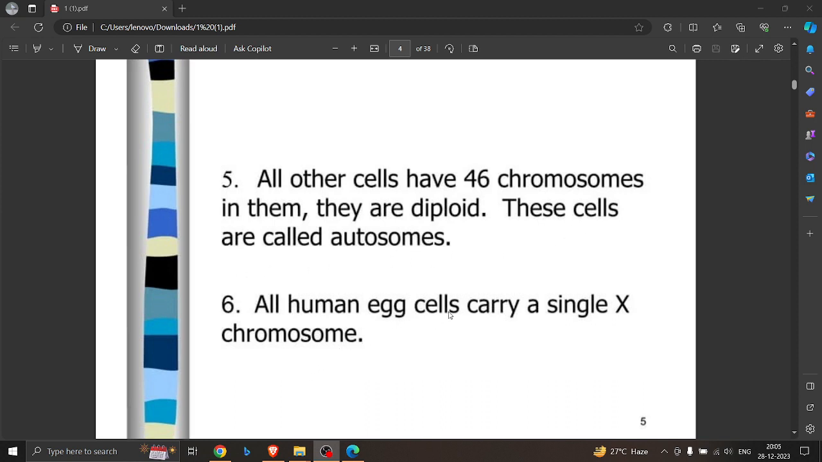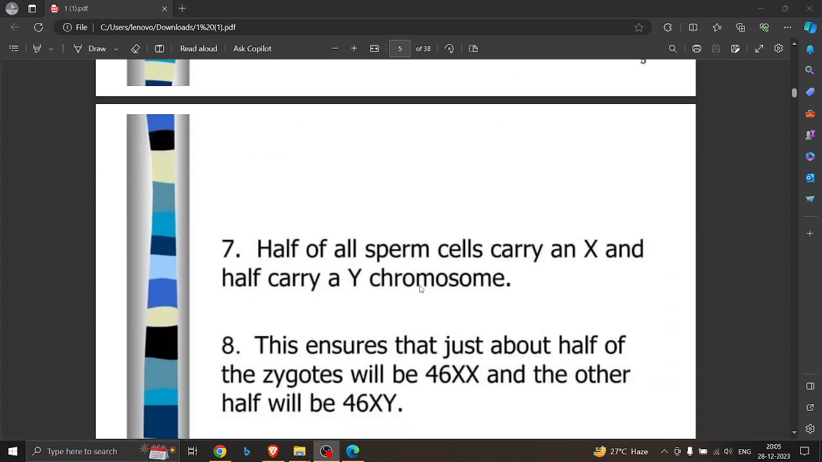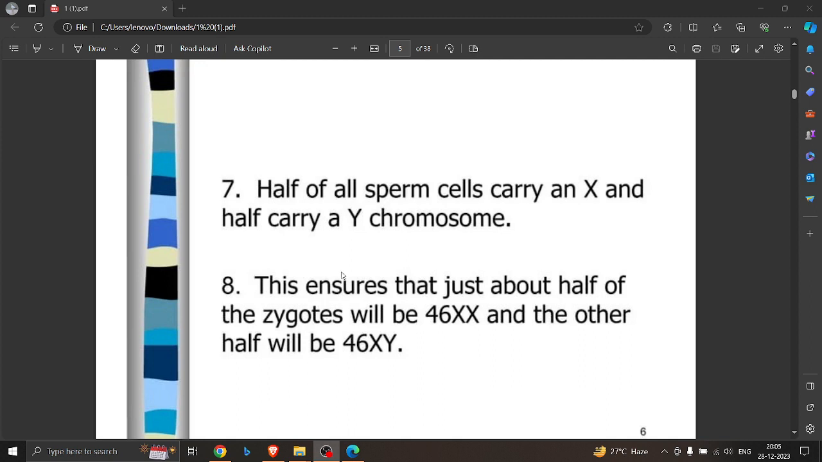All human egg cells carry a single X chromosome. Half of all sperm cells carry an X, and half carry a Y chromosome. This ensures that just about half of the zygotes will be 46 XX and the other half will be 46 XY.